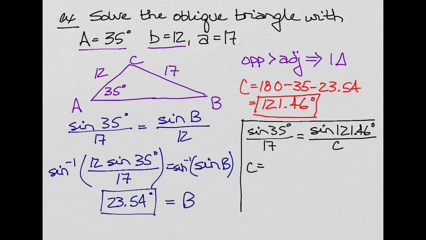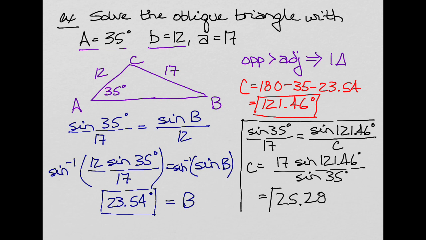So my expression for c, with all the other decimal places, and calculator to the rescue. I'm going to get a length of c of 25.28.